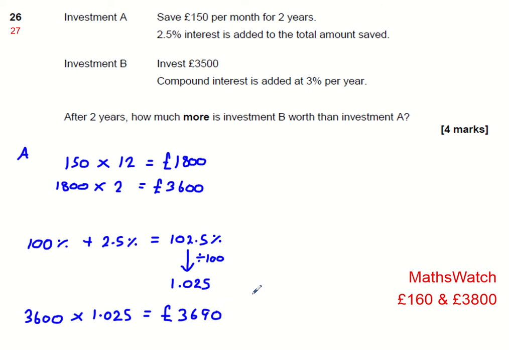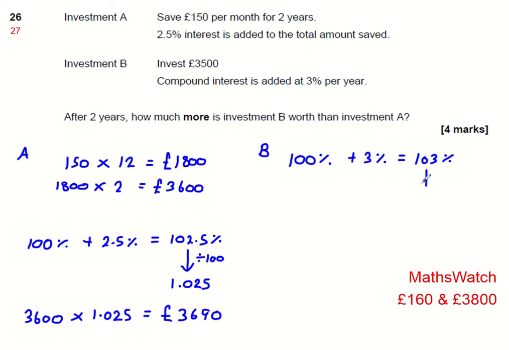For investment B, we're investing £3,500 and we're having compound interest at 3% per year. Now once again, we're going to be doing this using a multiplier, so let's find out what our multiplier is going to be. For investment B, we're starting with our base amount of 100%, and we're then going to be adding 3%, which means at the end of each year we will end up with 103% of the starting amount.